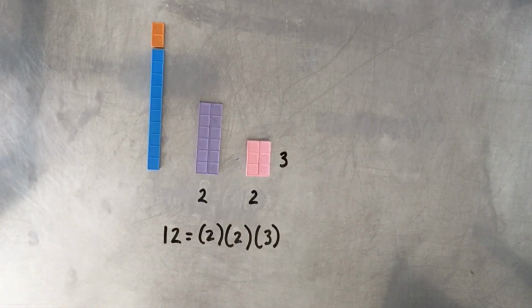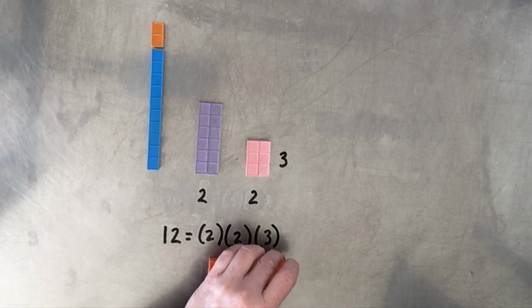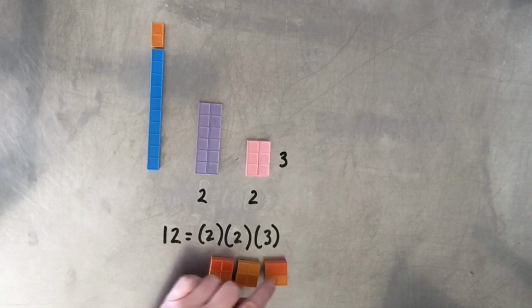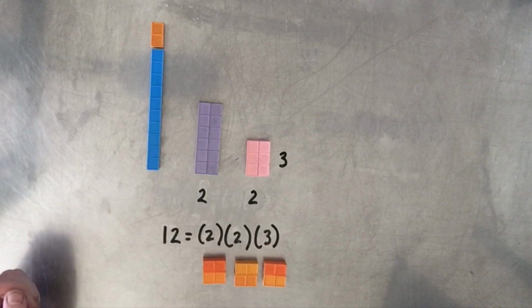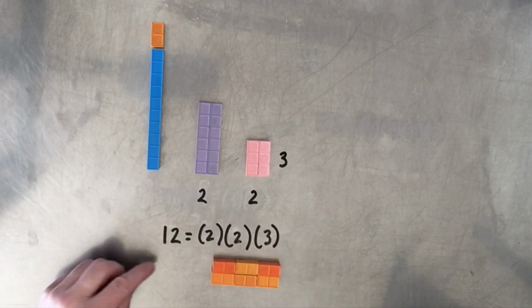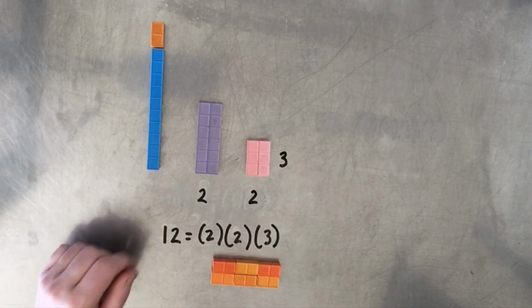If you look at this, this says that we have 2 taken 2 times, and it says we need 3 of those. So 2, 4, 6, 8, 10, 12, or 4, 8, 12. If you wanted to put it this way, you could count 6, 12, but we can see that 2 times 2 times 3 is going to be the same as 12.